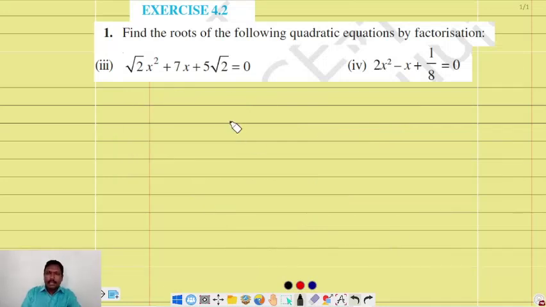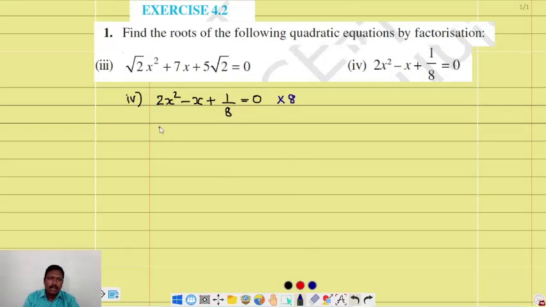Now let us discuss question number 4. 2x squared minus x plus 1 divided by 8 equal to 0. See here we have a fractional number here, fraction 1 by 8. So the first thing, better we have to cancel this 8. So for cancelling that 8, we have to multiply all these terms by 8, all these terms you have to multiply by 8.